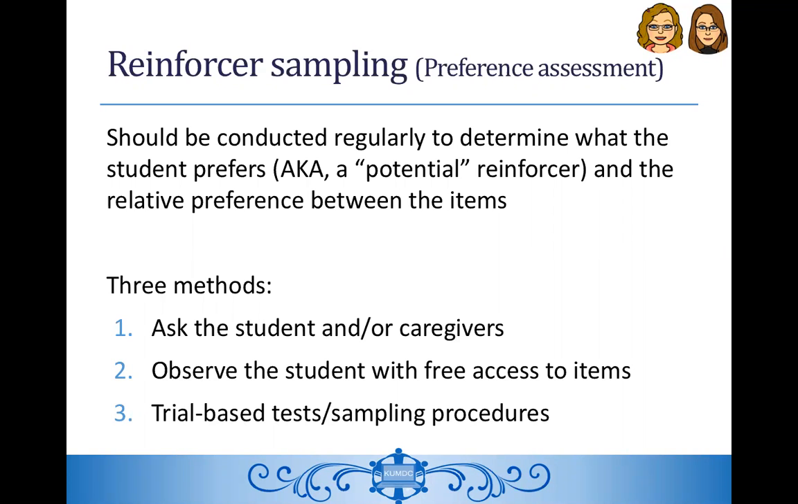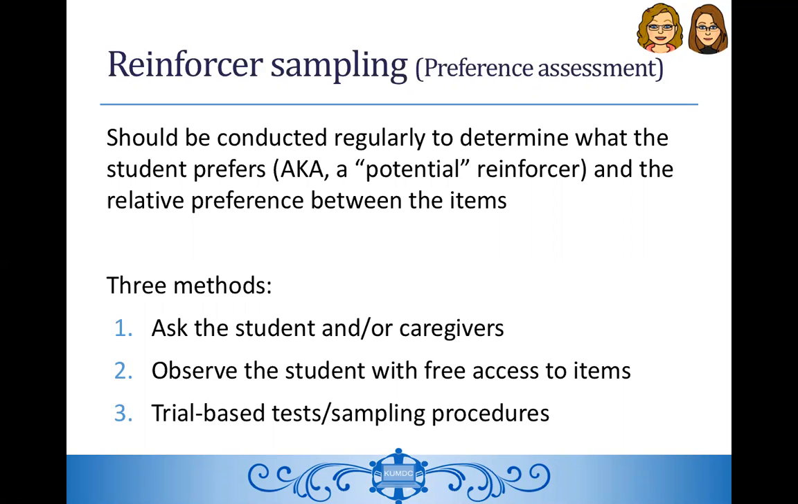And then our last method is a trial-based test and sampling procedures. And you can do this with paired stimuli. So you can create a list of 5 to 8 items and pair each item with every other one, and then ask, which do you like better or which do you want? It could be done hypothetically. So verbally you could say, do you like oranges or apples? Or you could use the real items if that's better for a student. And then you want to count the number of times an item was selected and then calculate a percentage selected score for each item. And then items that are selected at least 80% of opportunities are likely to be reinforcers. So just remember that.